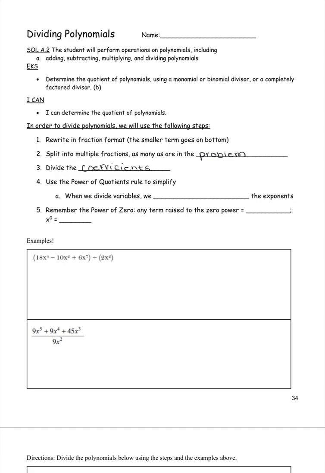Use the power of quotients rule to simplify. So when we divide the variables, we subtract the exponents. So that's going back to our laws of exponents. Remember the power of 0. Any term raised to the power of 0 equals 1. So if we have x raised to the power of 0, that is 1.